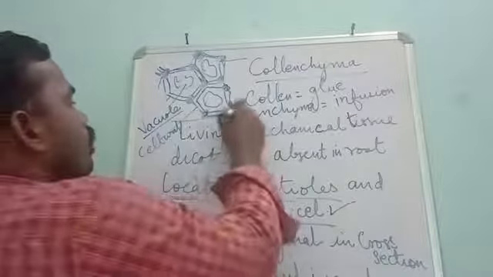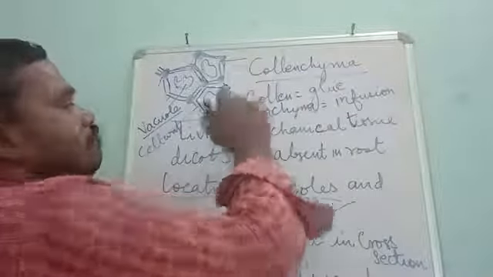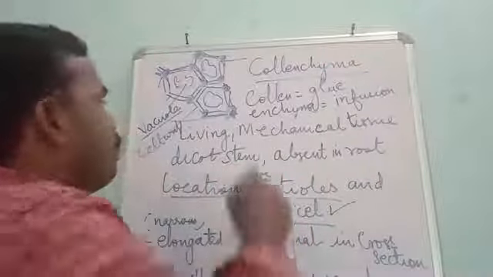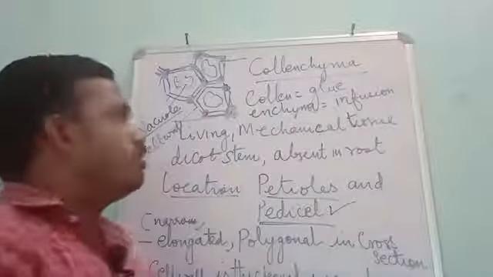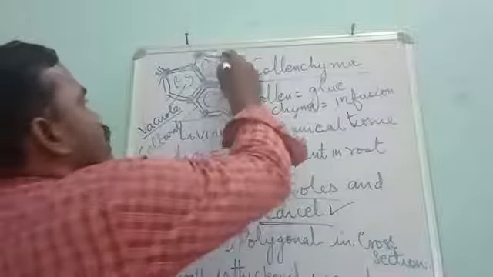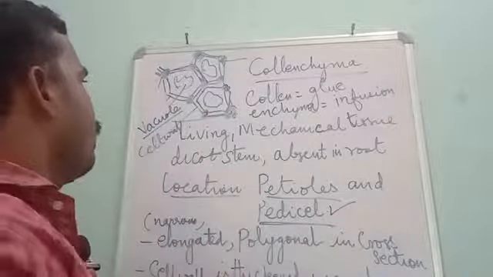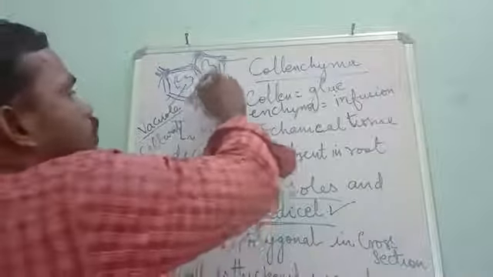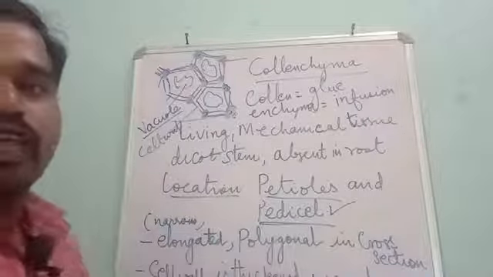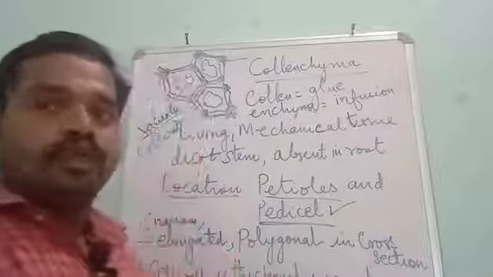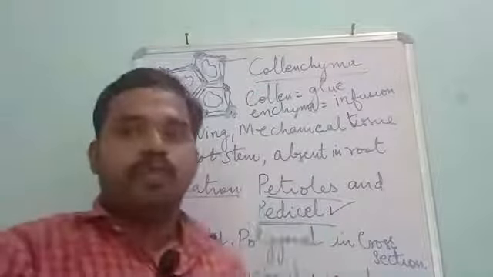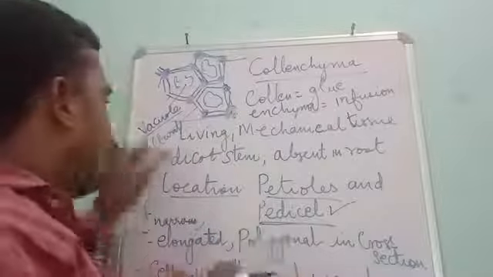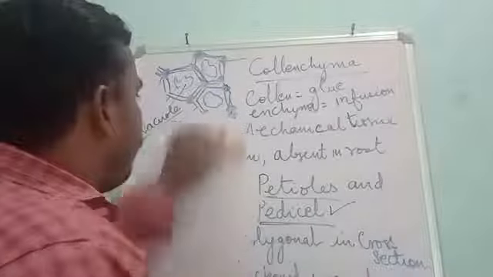This is a cell wall. At the corners of the cell wall, the pectins are deposited. It does not have intercellular space, so the cells are infused.